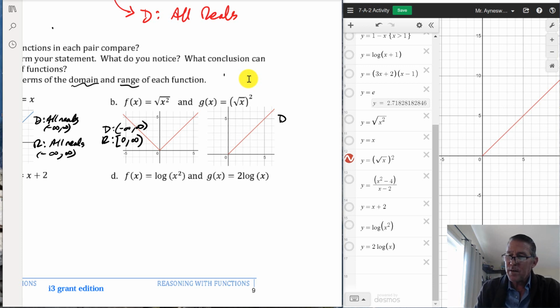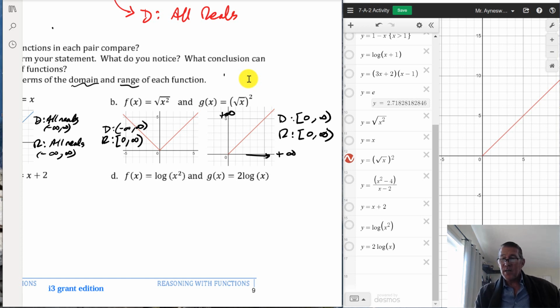Over on the right, different story. The smallest x value is 0. So it's from 0 to infinity. Again, this is positive infinity over here to the right as you go towards the right, and then positive infinity going up as well. So the y values, the lowest value you can have is 0, and it goes on up. So the range is from 0 to infinity as well.